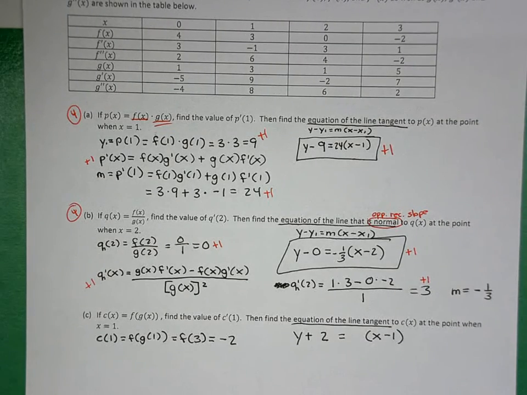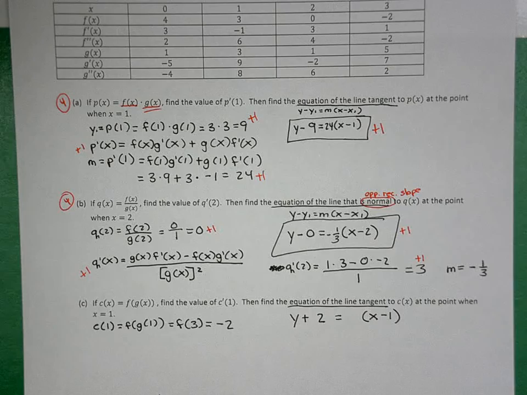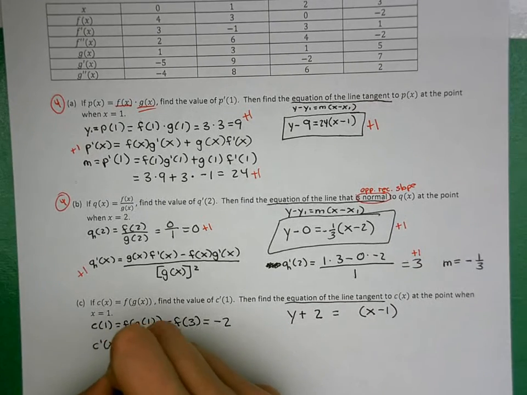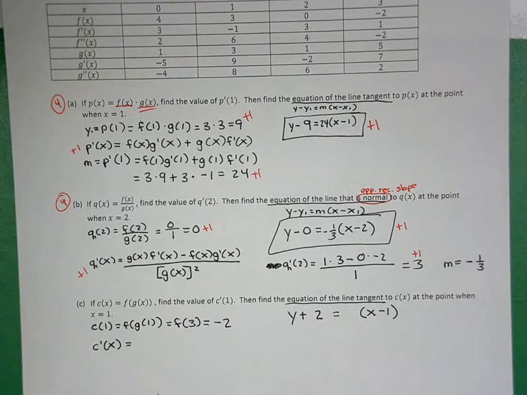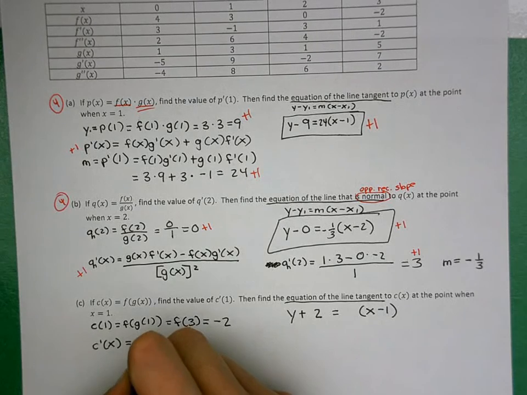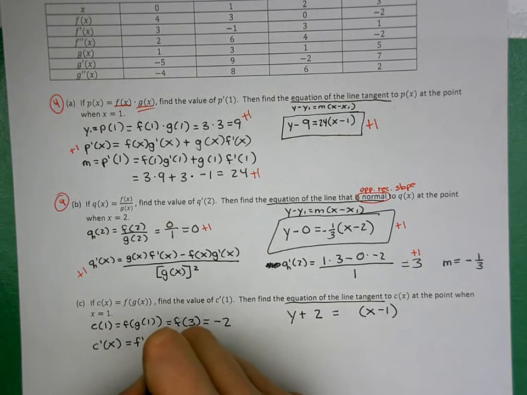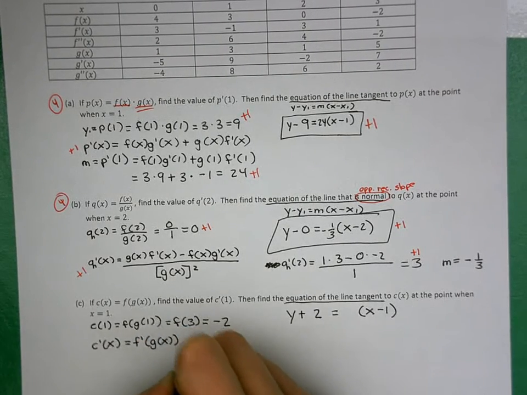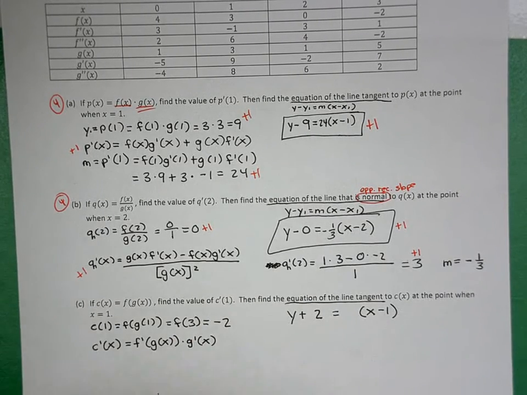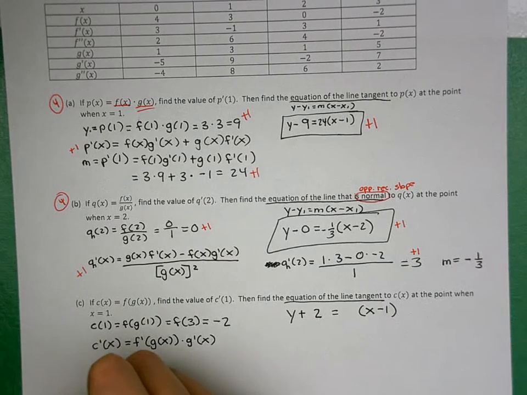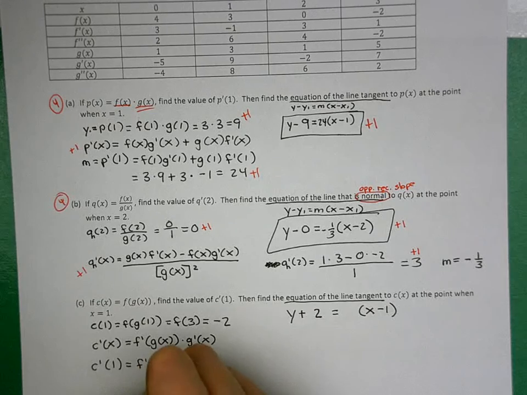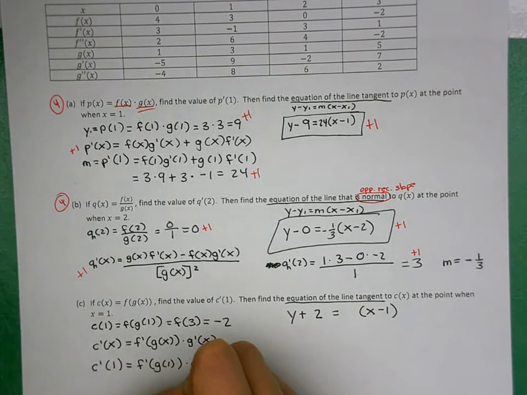Okay? And then slope. Slope is your derivative. What rule are we using to take the derivative of this C of x? Okay, well this is chain rule. We have a function inside another function, so derivative of the outside, leave the guts alone, times the derivative of the guts. And so then your slope is C prime of 1 is F prime of G of 1 times G prime of 1.